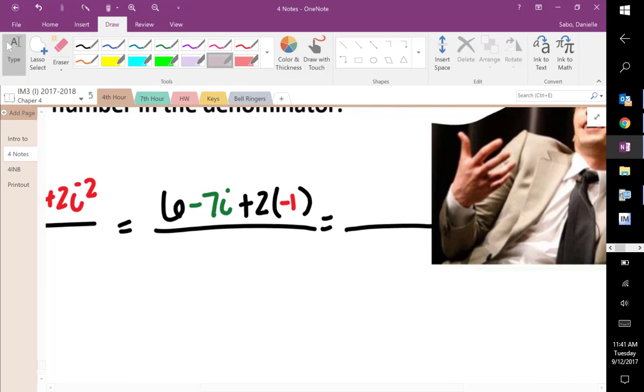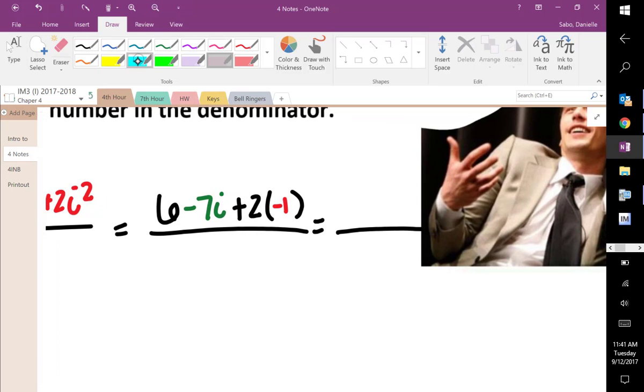We only can do one more thing on the top, and what is it? We can simplify. What 2 things can be simplified? Yes, 6 plus 2 times negative 1. Remember, whenever you multiply by negative 1, all it's doing is changing the sign.